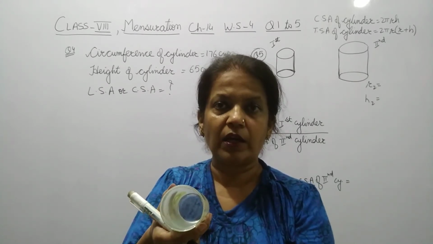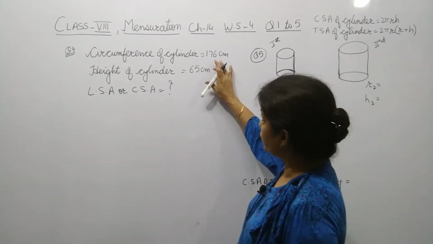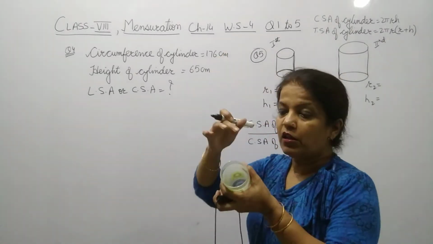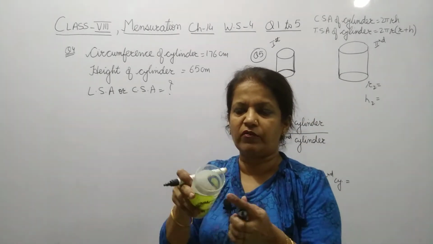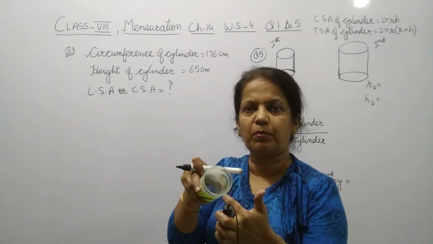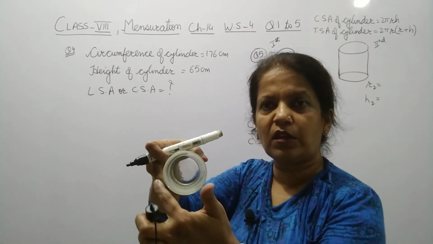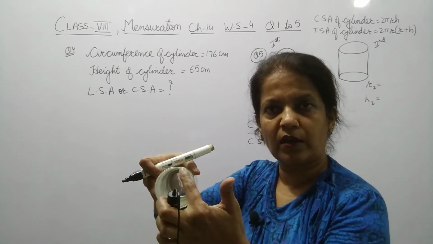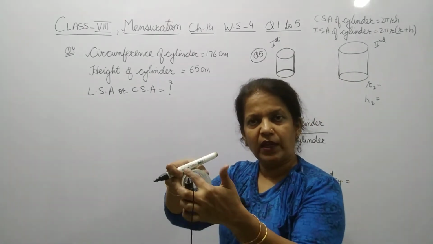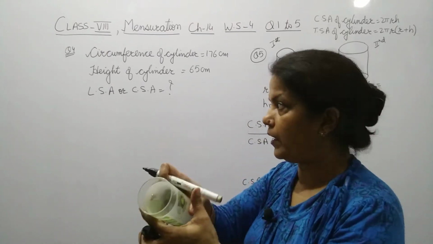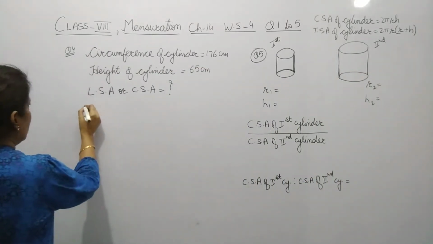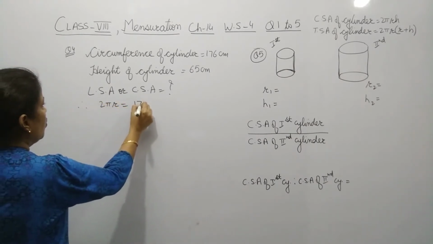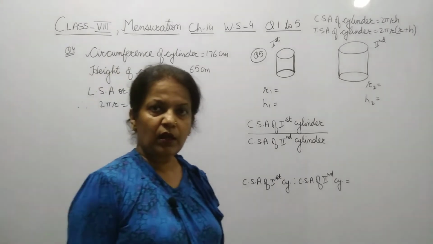2 pi r. So it means in this question the 2 pi r value is given as 176. Once again, the circumference of the base of the cylinder, since it is in the circular shape, its circumference is 2 pi r. Circumference of a circle is 2 pi r. So it means that 2 pi r value is given as 176. This is given.